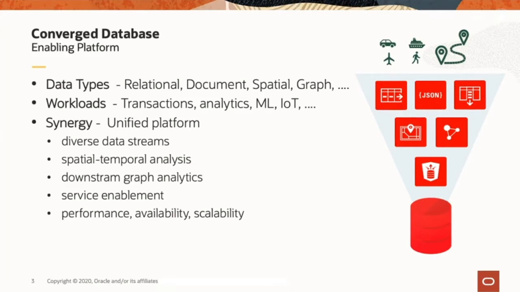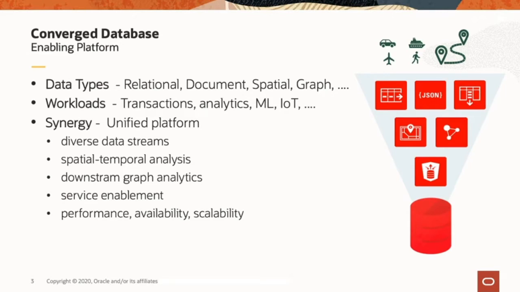Workloads such as traditional transactions, but also analytics and artificial intelligence applying machine learning algorithms, developing REST wrappers and handling IoT and sensor data. The real big advantage is around the synergy that exists between those data types and their workloads.